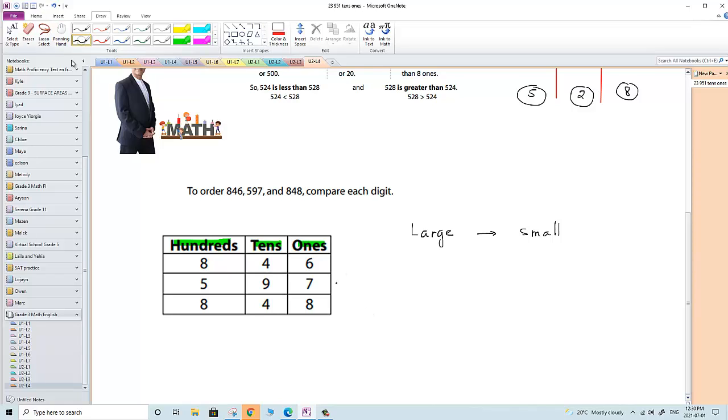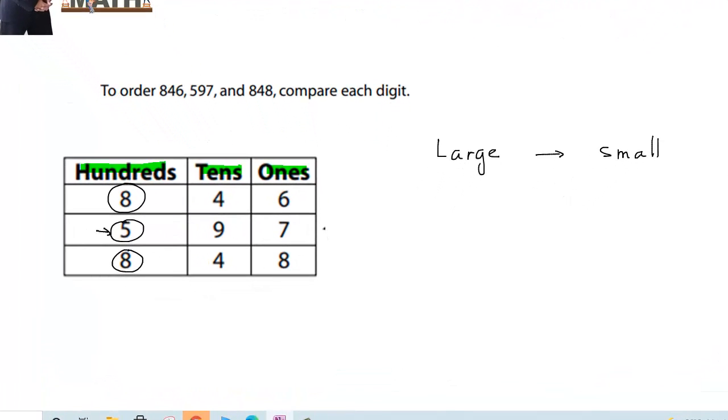First of all, I compare between the hundreds. I have 8, I have 5, I have 8. I'm going to say, oh, sorry, 5, you are so small. I cannot start with you. So I have two choices, this or this. To compare which one is greater, I have to go to the second column, the tens, and I compare between 4 and 4. Oh, I still have the same number, 4 and 4, they are equal. So I have to continue to the ones. I have 6 and 8. Who is the winner? Yay, this is the winner because 8 is greater.